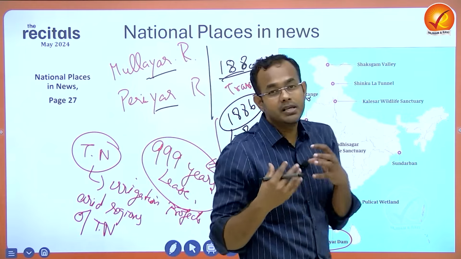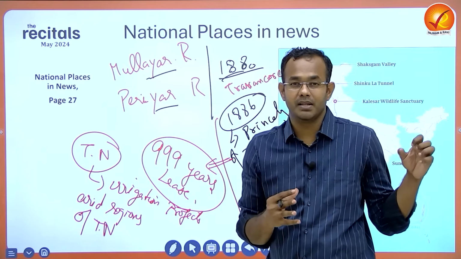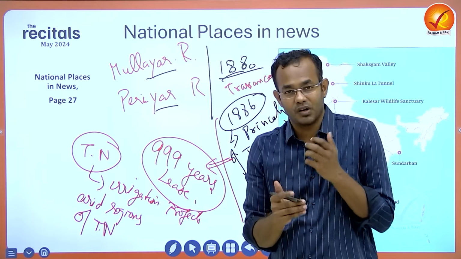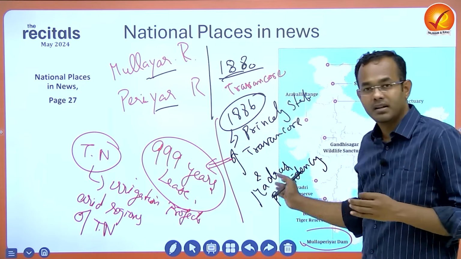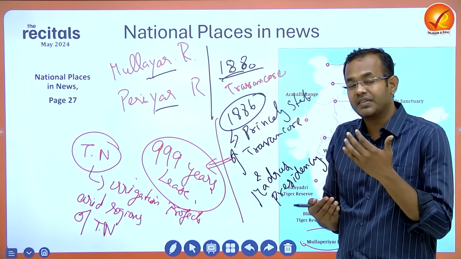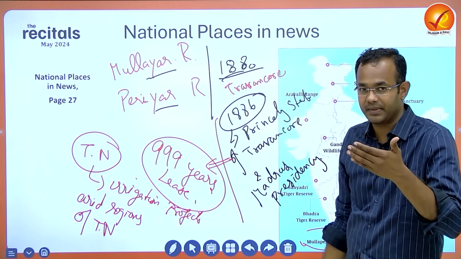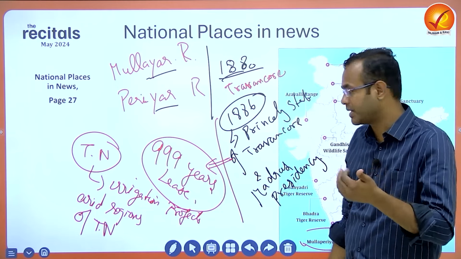You will see this Mullaperiyar dam issue disputed between the states of Tamil Nadu and Kerala for a long time, and it stems from history. Both the states have different views on the usage of it and on increasing its height. That's why it keeps recurring in the news multiple times.